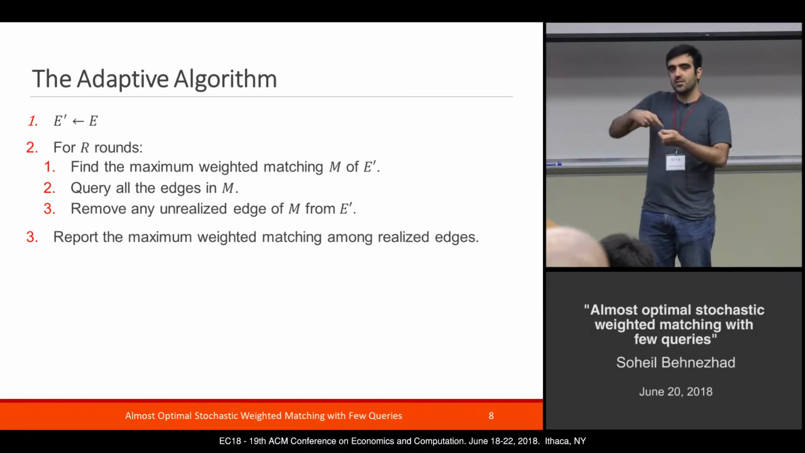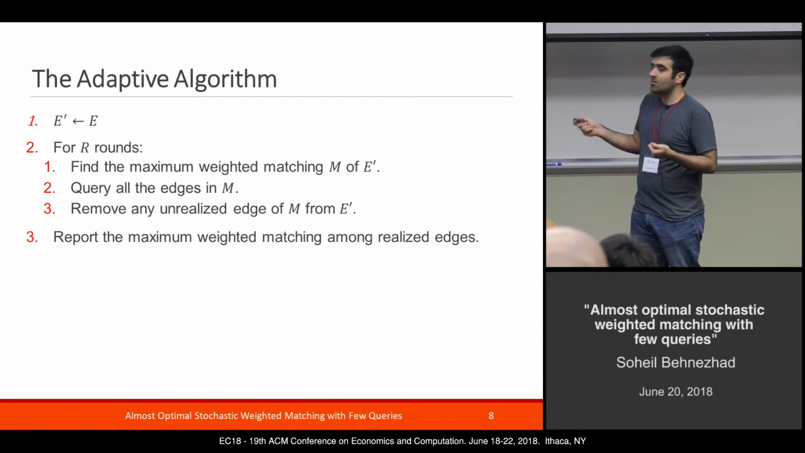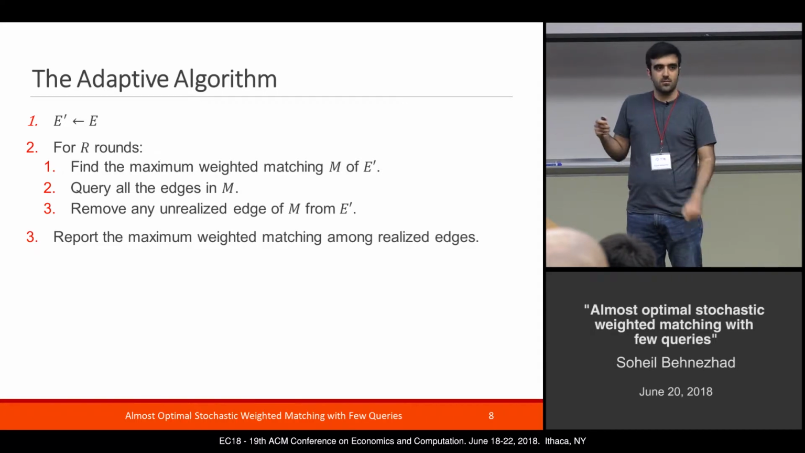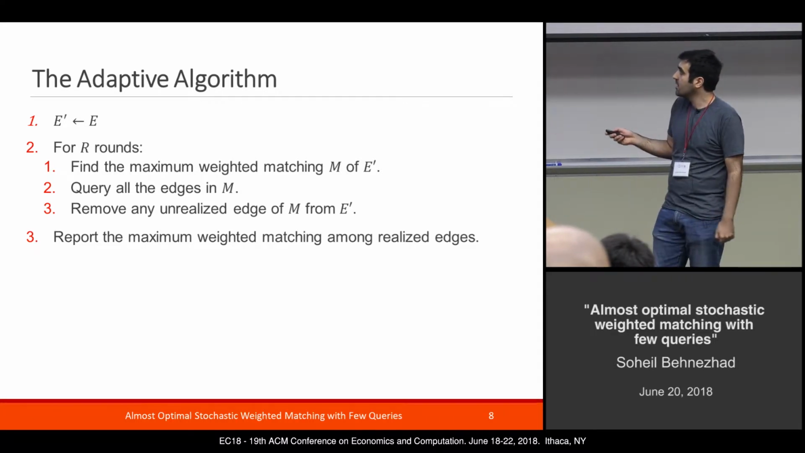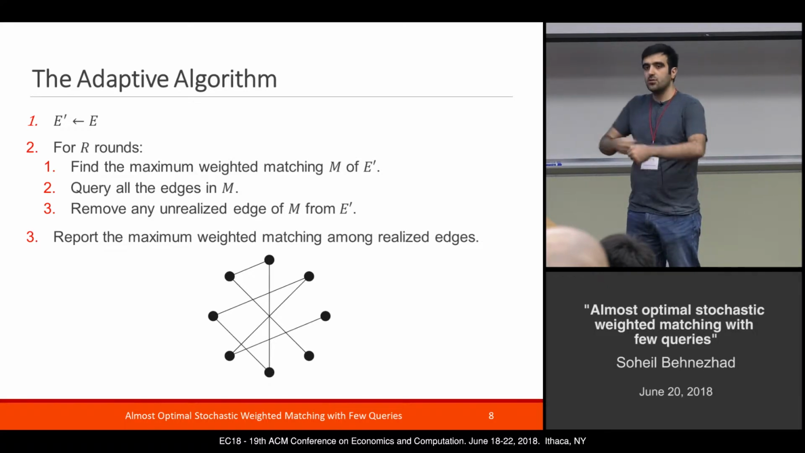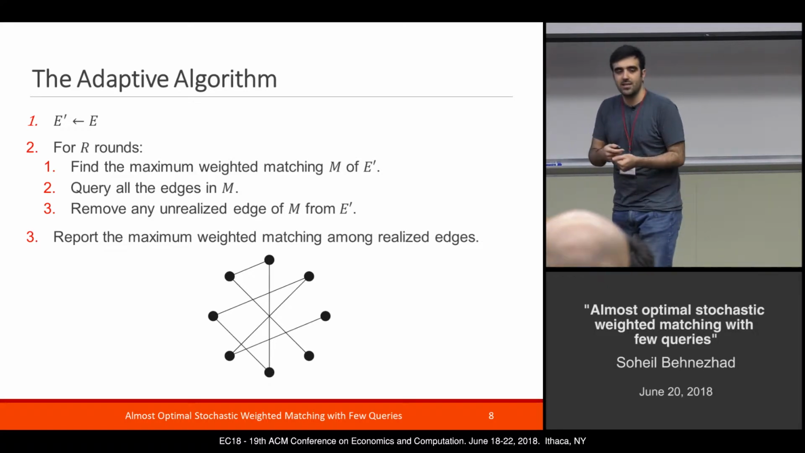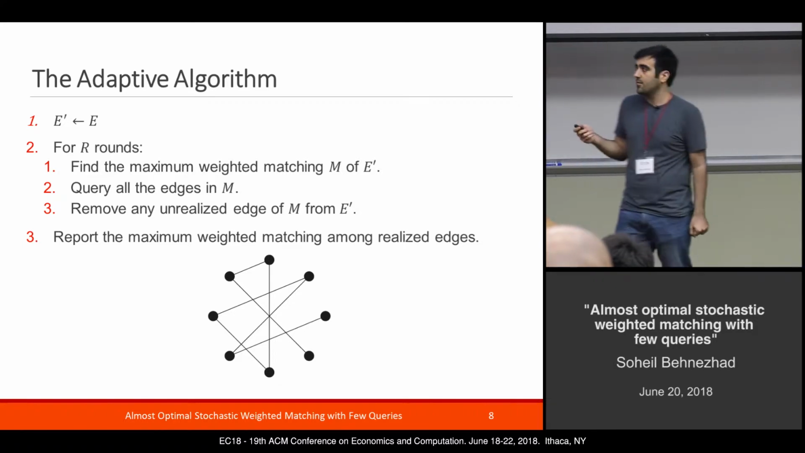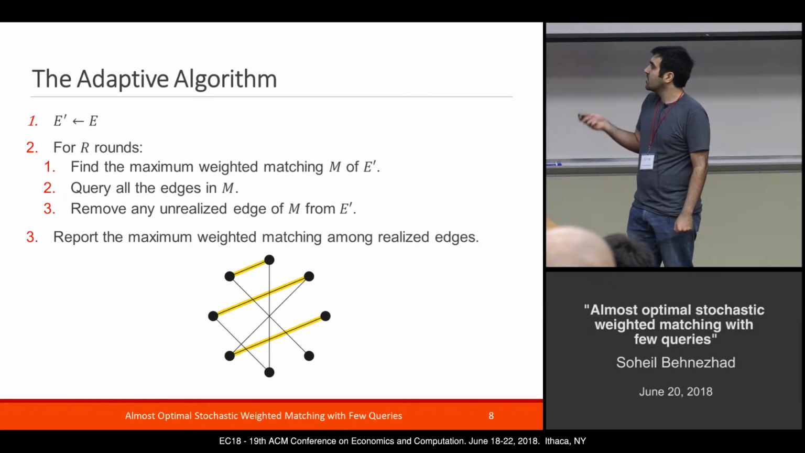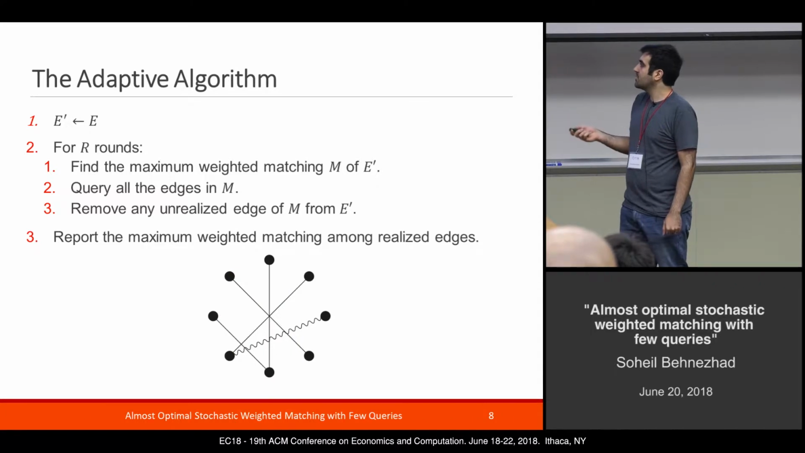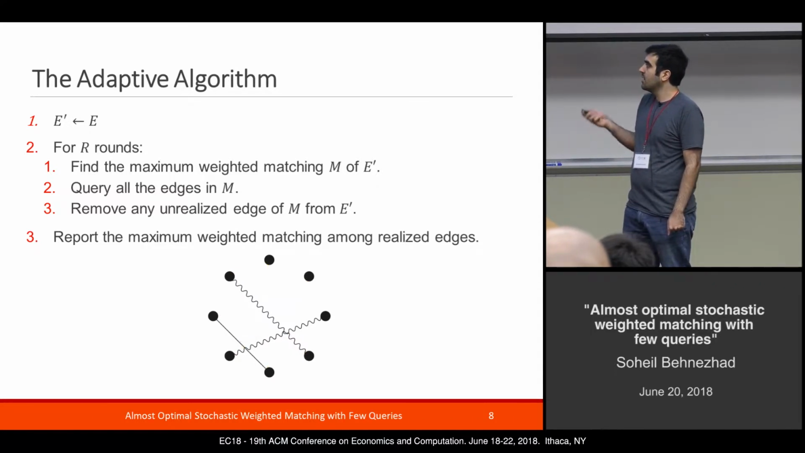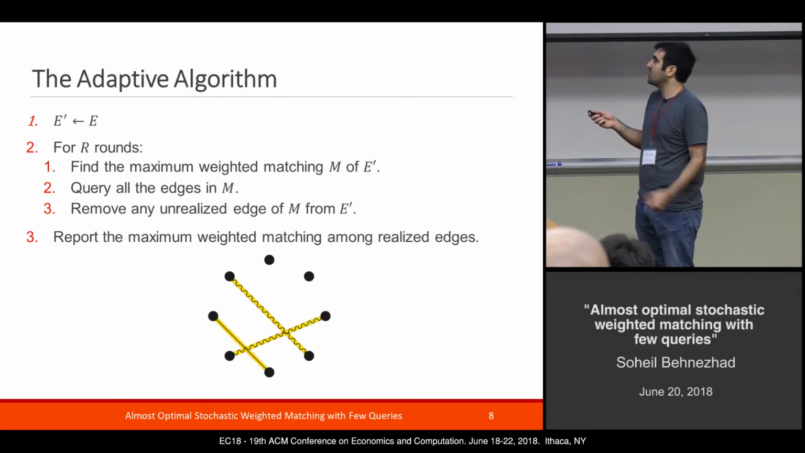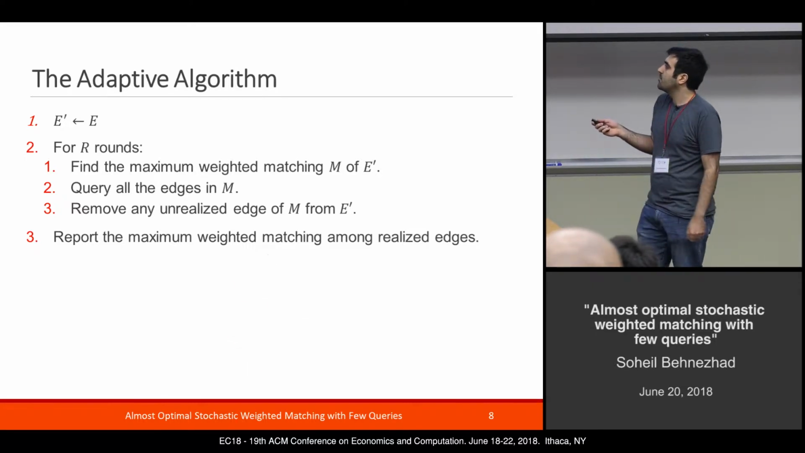So the number of edges per vertex that you query is really the number of rounds that this algorithm takes, right? And in the end, you just report the maximum weighted matching among the edges that you have queried so far and are sure are realized. So you select a subset of edges, query them, remove the ones that are not realized from the graph, and continue this until you find a matching that's large enough.